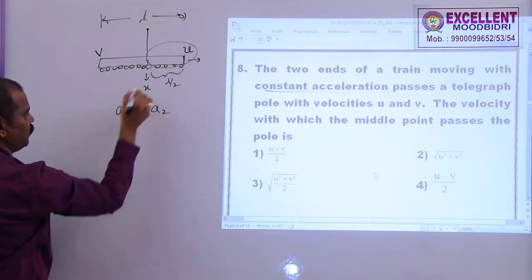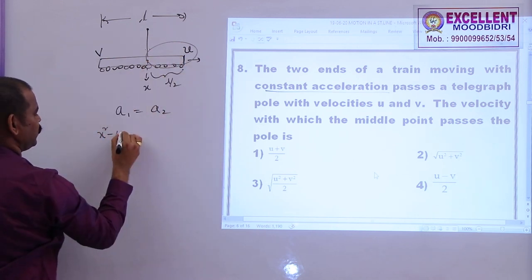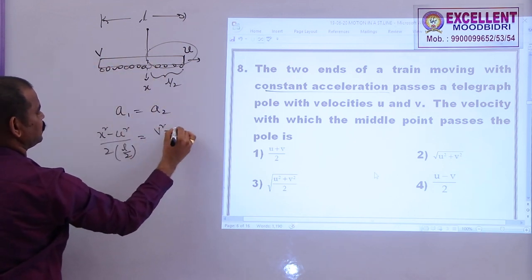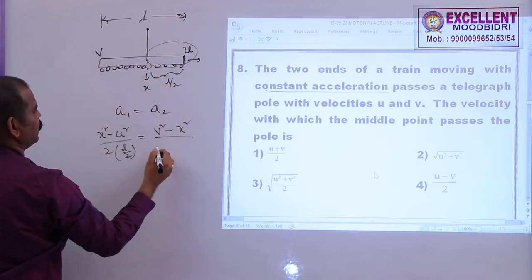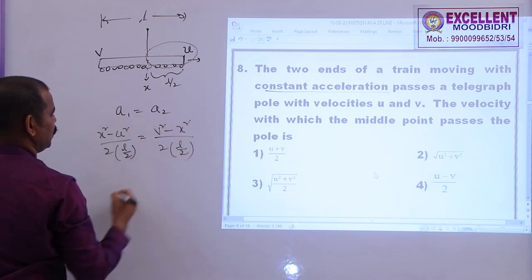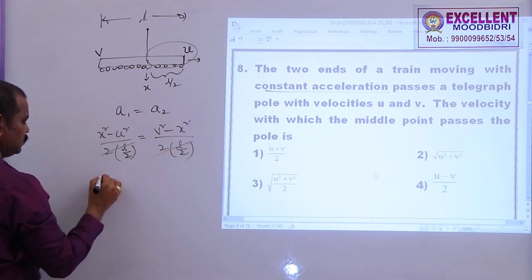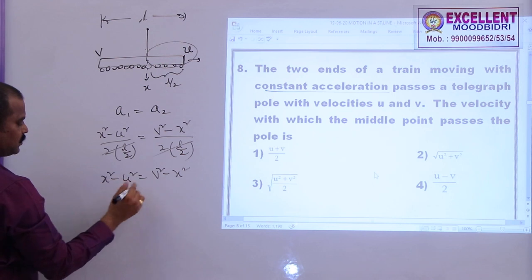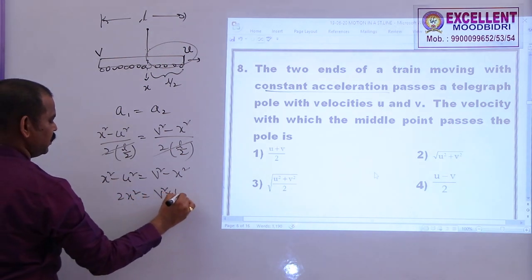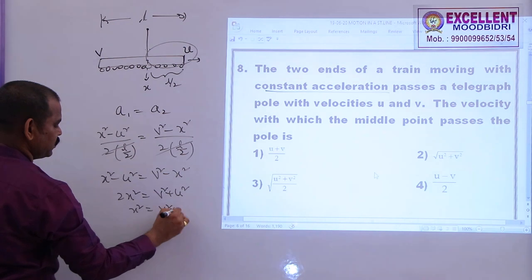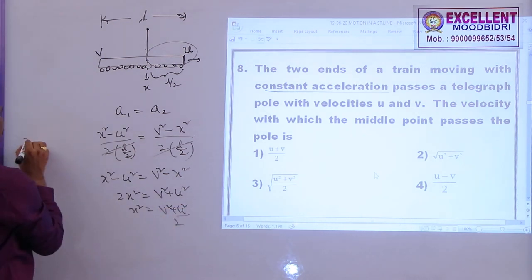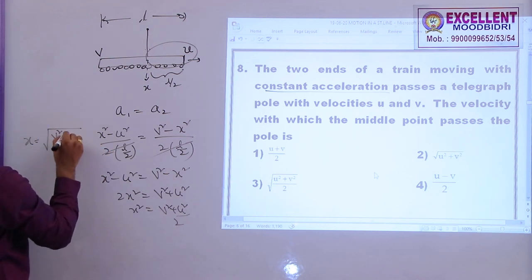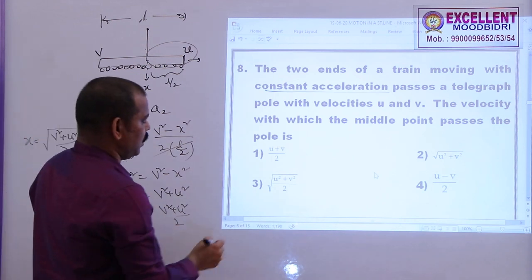So what is acceleration? For this portion, final velocity x square minus u square by 2 into L by 2 is equal to, for this portion, final velocity v square minus x square by this distance 2 into L by 2. So this gets cancelled. So x square minus u square is equal to v square minus x square. If this x square comes over, x square plus x square is 2x square, equal to v square plus u square. x square is equal to v square plus u square by 2, or x is equal to the velocity with which the middle point passes the pole, given by root over v square plus u square by 2. And the option is 3.